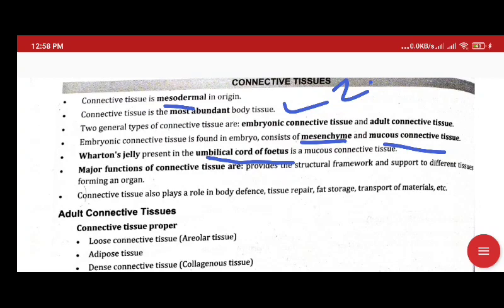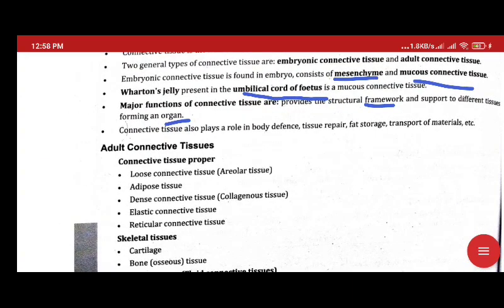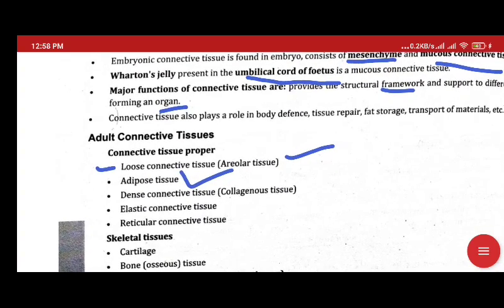Now its main function is the framework of the body and forming what? Organ connection. It has different functions that we will get to in connective tissue. We have learned loose connective tissue. We have two types, that is areolar and adipose. We have already made a chart. In the chart we have adipose tissue and areolar.